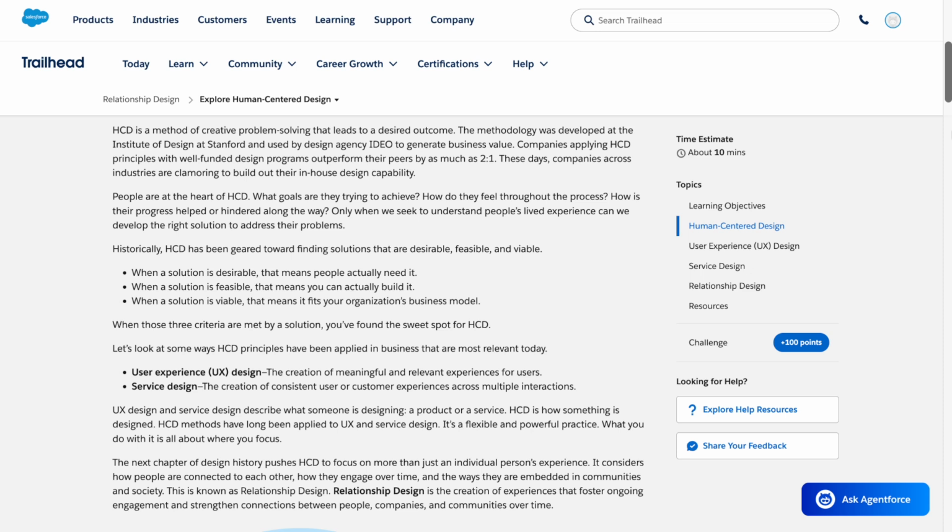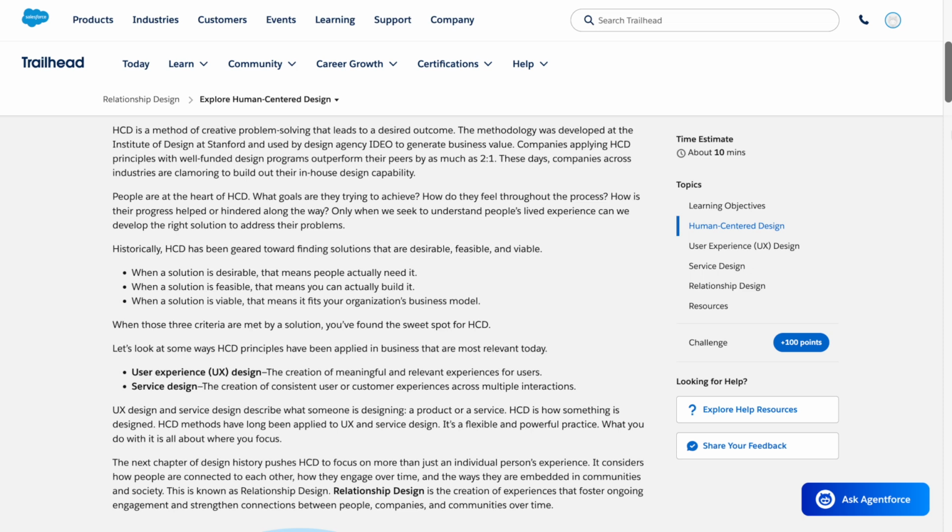Historically, HCD has been geared towards finding solutions that are desirable, feasible, and viable. When a solution is desirable, that means people actually need it. When a solution is feasible, that means you can actually build it. When a solution is viable, that means it fits your organization's business model. When those three criteria are met by a solution, you've found the sweet spot for HCD.